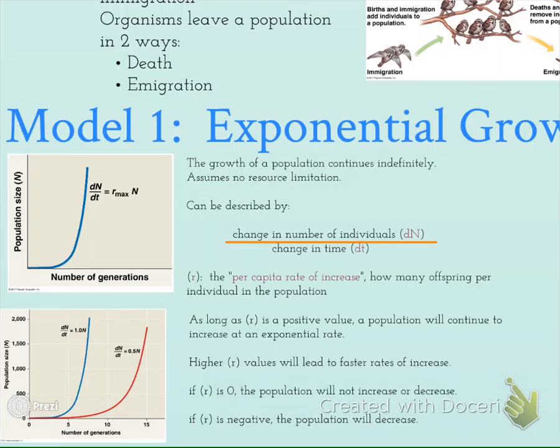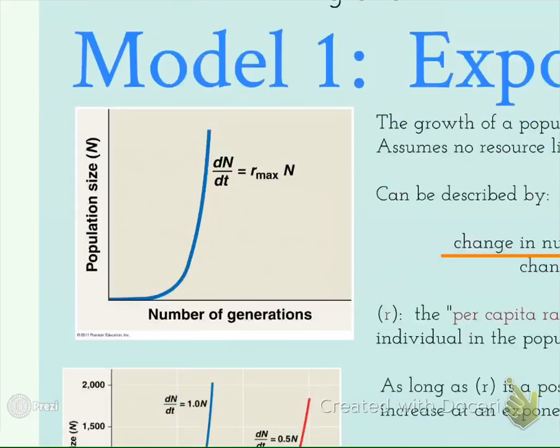Okay? As long as r is positive, population grows. If r is 0, population is stable. And if r is negative, population declines.